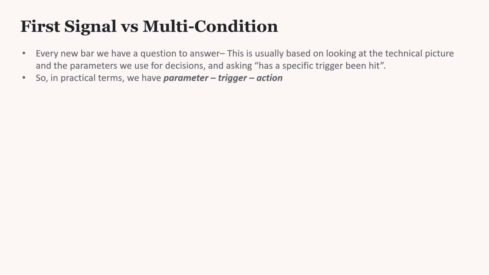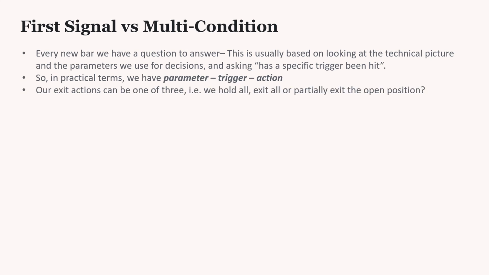So every new bar, we essentially have a question to answer. This is usually based on looking at the technical picture with perhaps the odd fundamental issue in there as well, such as proximity of a key data point, for example. And we have parameters that we use for decision making and ask the question, has a specific trigger level been hit? So in practical terms, the process is we have a parameter, we have a trigger, and then we take action.